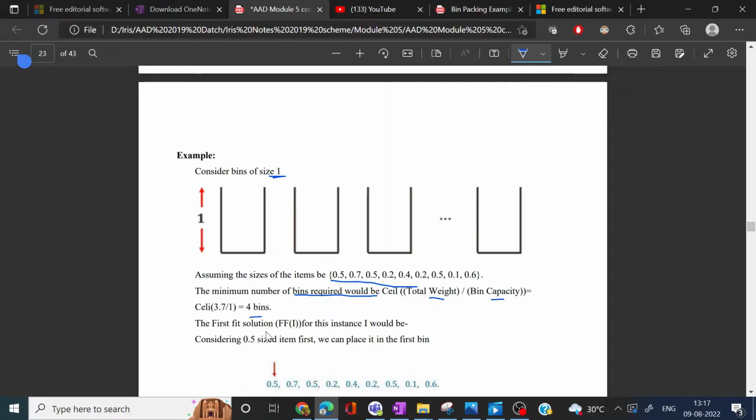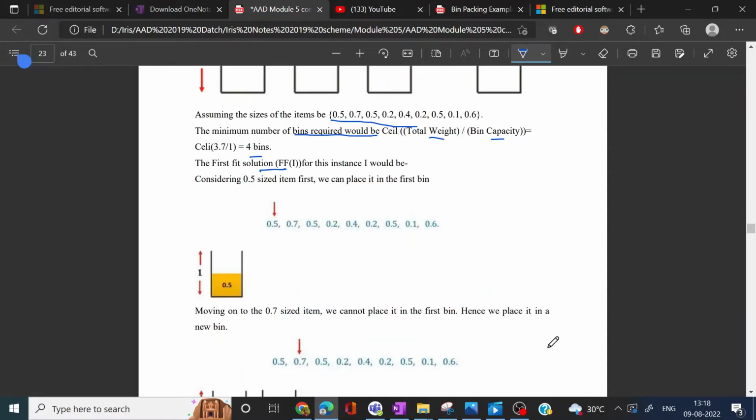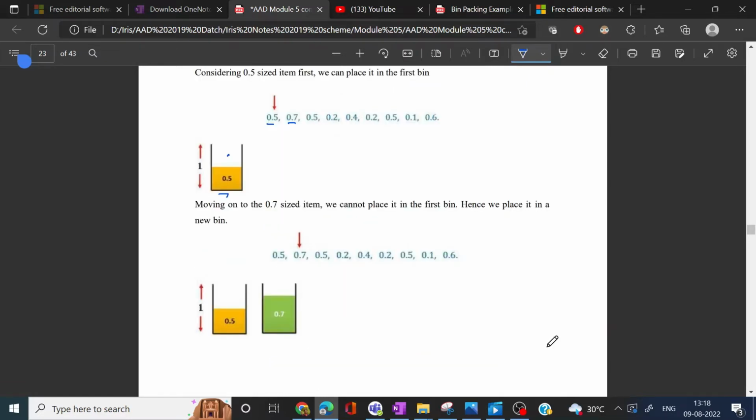Now we can see how this first fit algorithm works. The first item is of weight 0.5. So it is filled into the first bin. Then the second item is 0.7. It cannot be filled into the first bin because the remaining space is 0.5 there. So it is put into a new bin, which is the second bin.